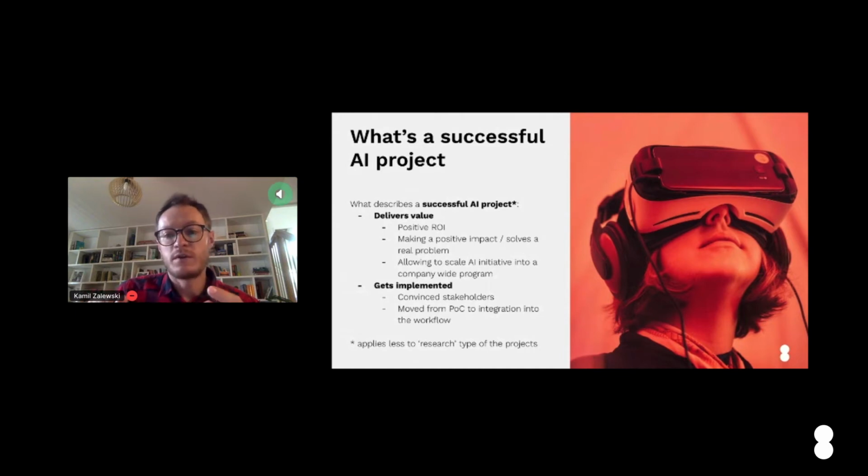What's also very important is that no machine learning model is good if it sits unimplemented. So I would say that one of the success factors of AI projects is the solution actually being integrated, all the way from a small proof of concept into the actual workflow of your operations. Obviously, I want to give a quick remark that this applies a little less to a research type of environment, where the success criteria might be different than just business outcomes.